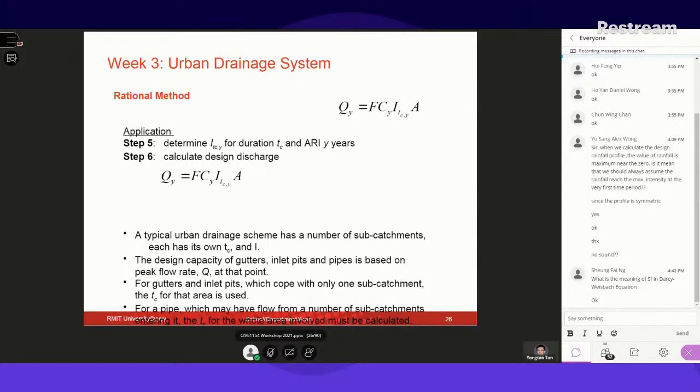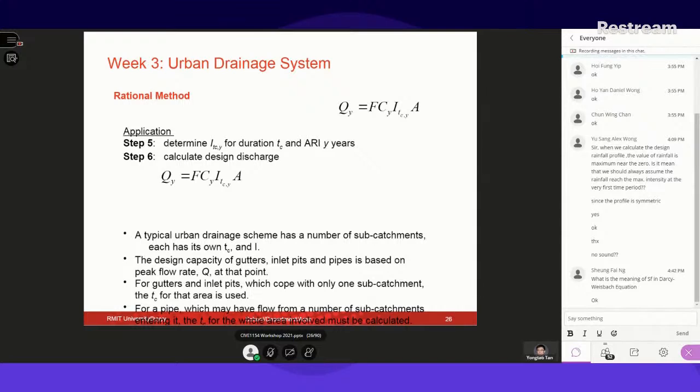Okay, then now we know the AF, C, and I in the area. Now we can calculate the peak discharge. So here are some notes. I think a typical urban drainage scheme has a number of subcatchments. So each has its own TC and I.